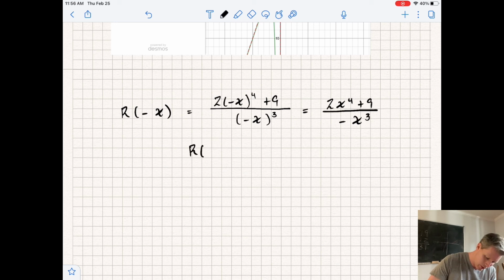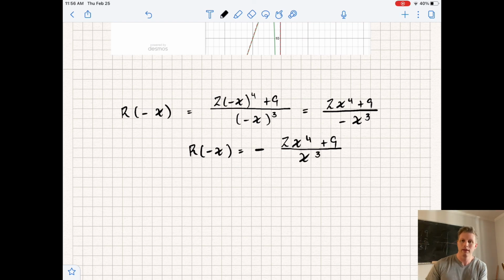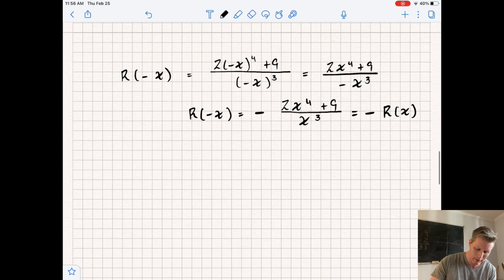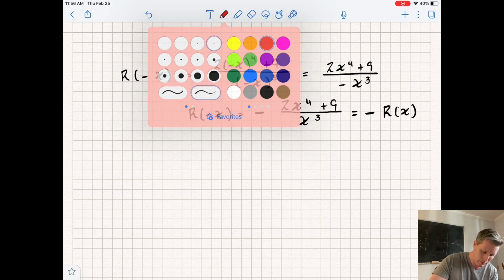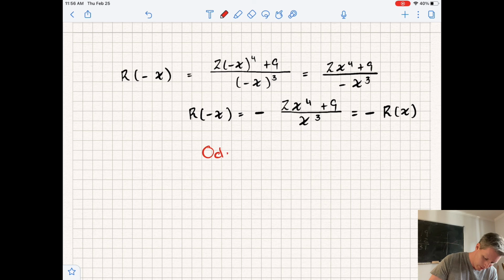And so we find that r of negative x is really just negative, bring that out in front, 2x to the 4 plus 9 all over x cubed. And that is equal to negative r of x. So r of negative x is equal to negative r of x. And so therefore, our function is odd. We have an odd function.